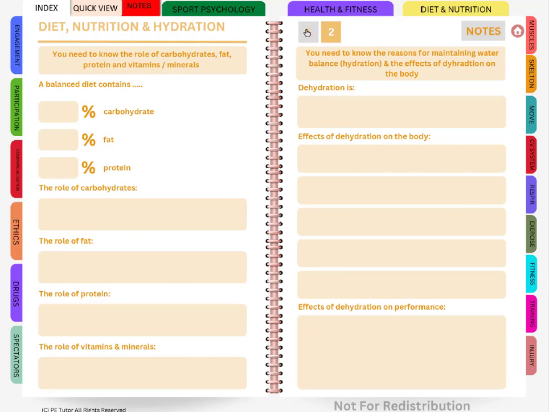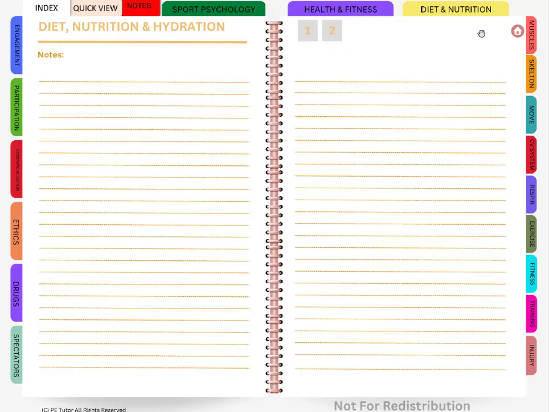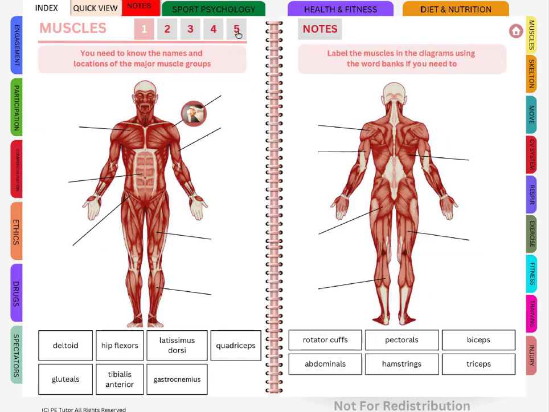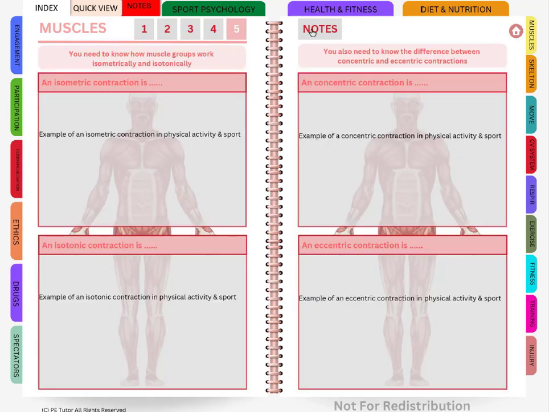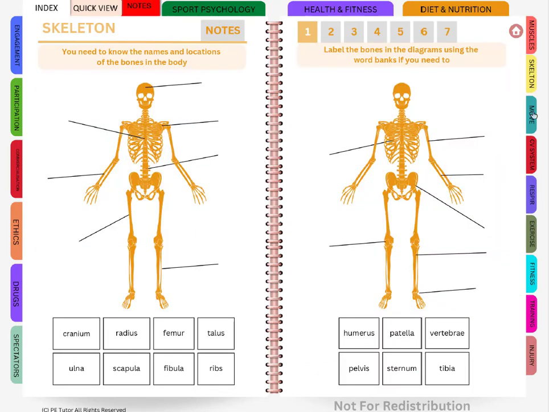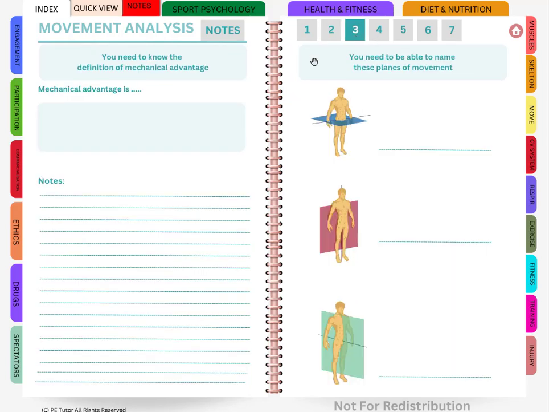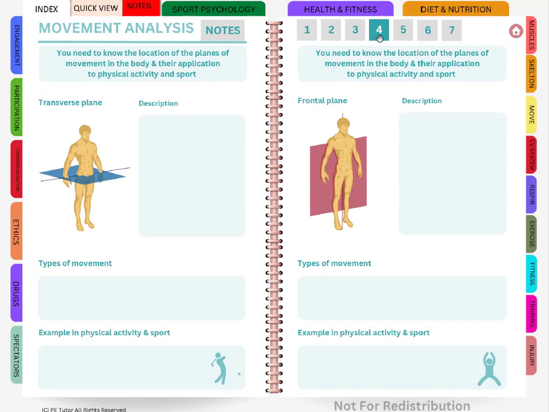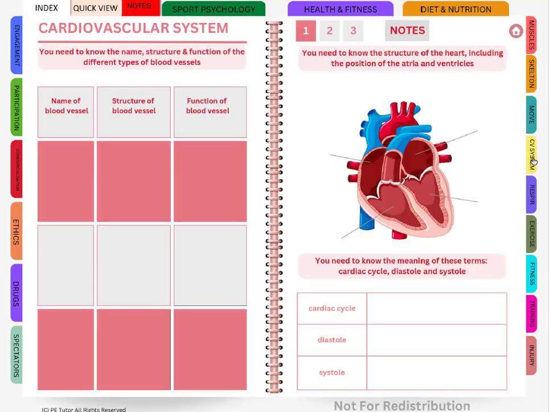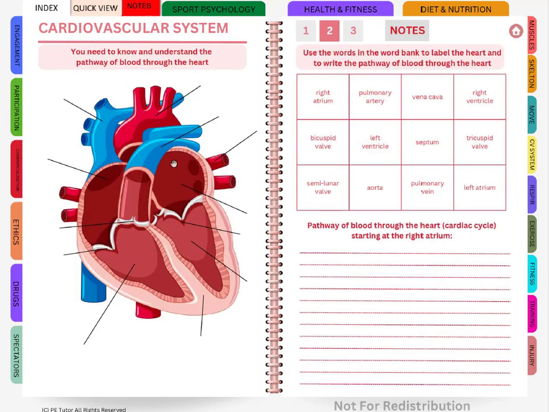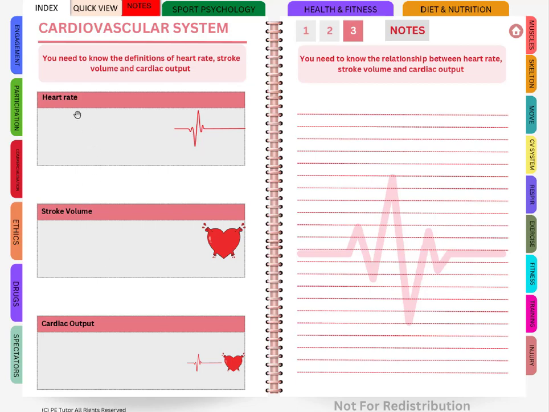Students can easily navigate between the pages by clicking here, and again they can go to a notes section. For each topic area there is a note section, and it's the same as we go through. Muscles, 5 pages, specific to AQA content, and then notes, similarly with the skeletal system, movement analysis, everything we would expect to know about the content in movement analysis, lever systems, mechanical advantage, and then axes and planes is there as well. Cardiovascular system, different types of blood vessels, the structure of the heart, key terminology down here you can see, page 2, the structure of the heart and the pathway of blood through the heart, and then those key terminologies that they need to know, heart rate, stroke volume, etc.